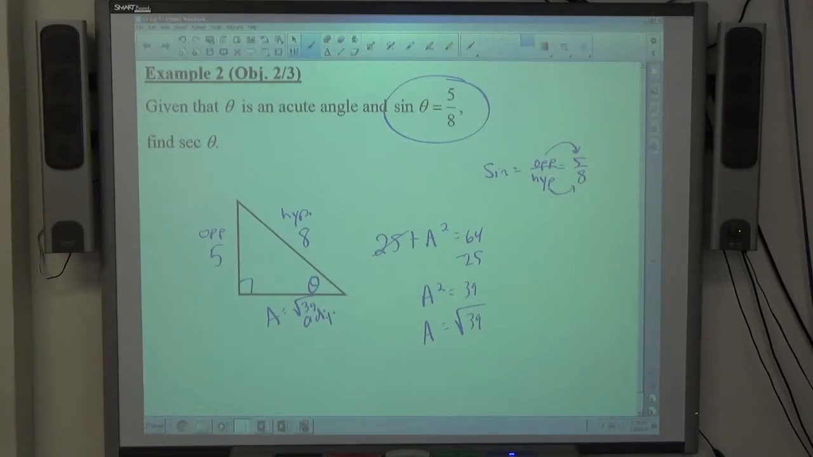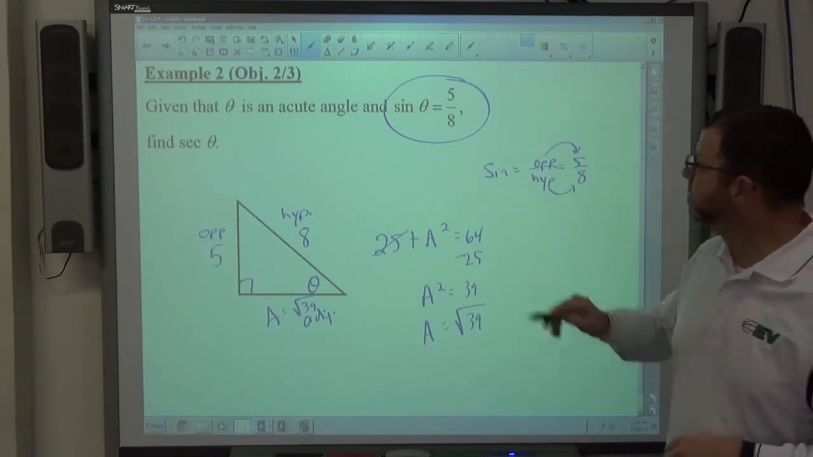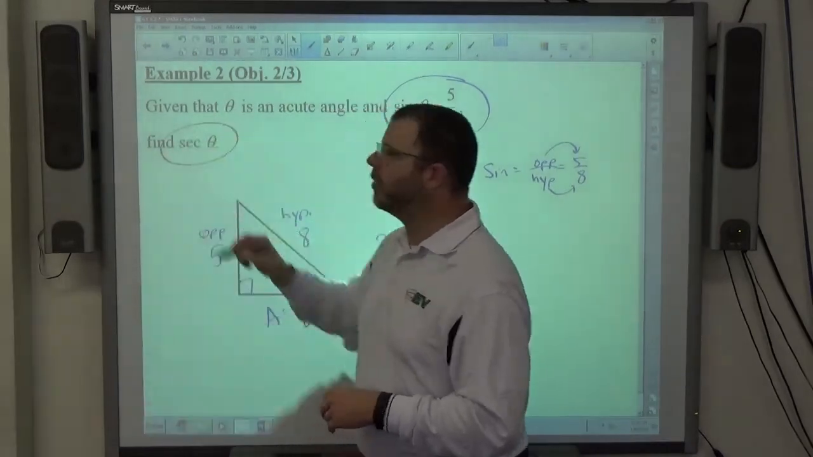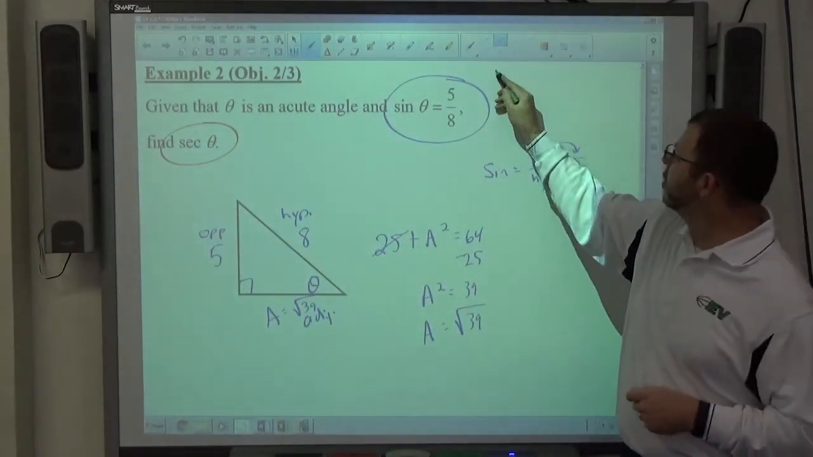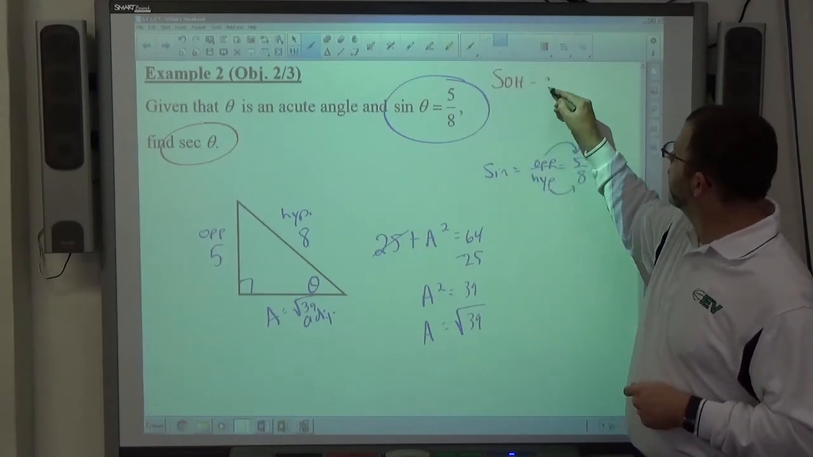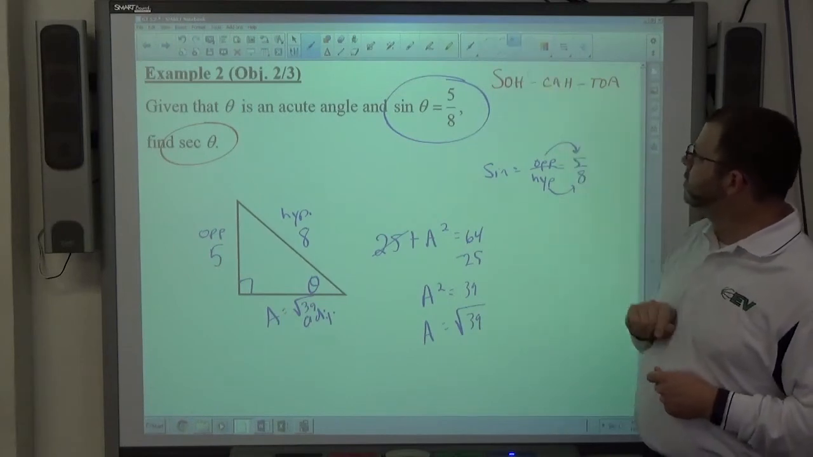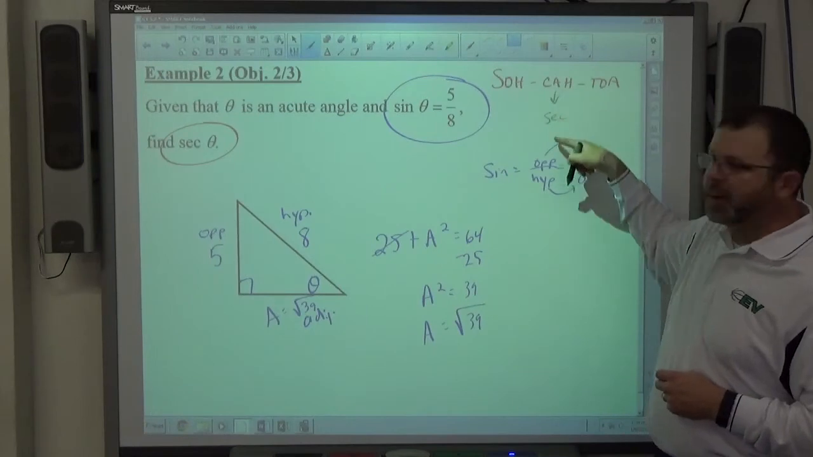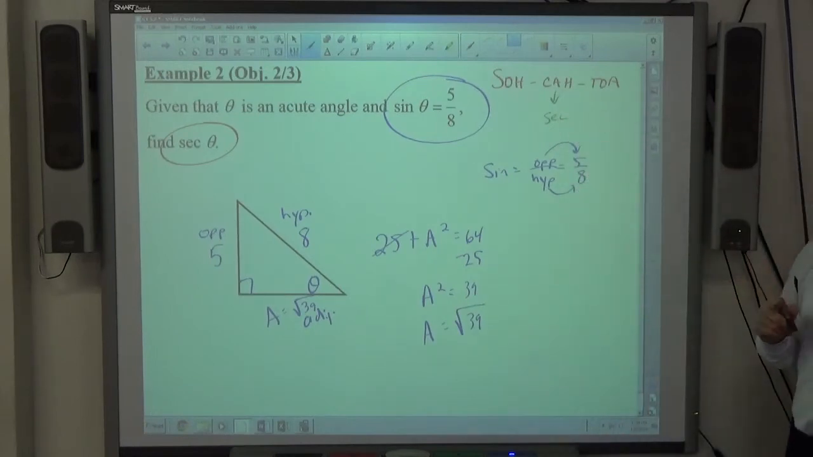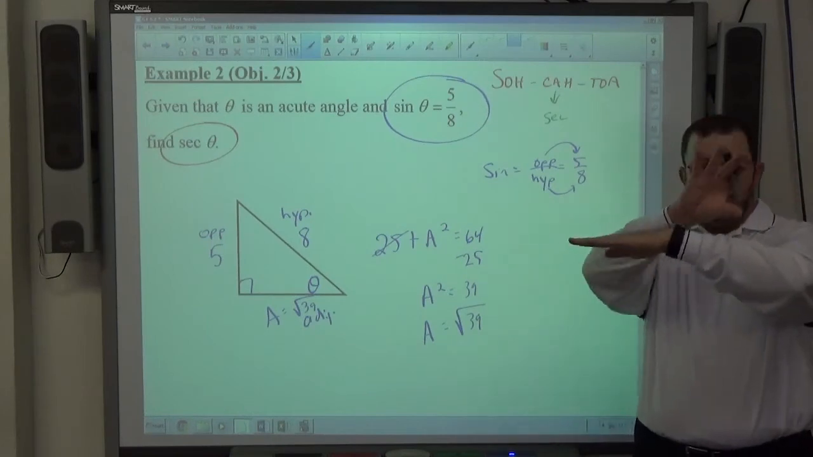Now the last thing they do is they ask you to find something. They say the sine of this angle is equal to this number, find me the secant. Now, we have our cool little SOHCAHTOA thing going on for sine, cosine, tangent. Let's look at SOHCAHTOA. Which one is secant related to? Cosine. So cosine gets me down to secant. Cosine's adjacent over hypotenuse, so secant is hypotenuse over adjacent.